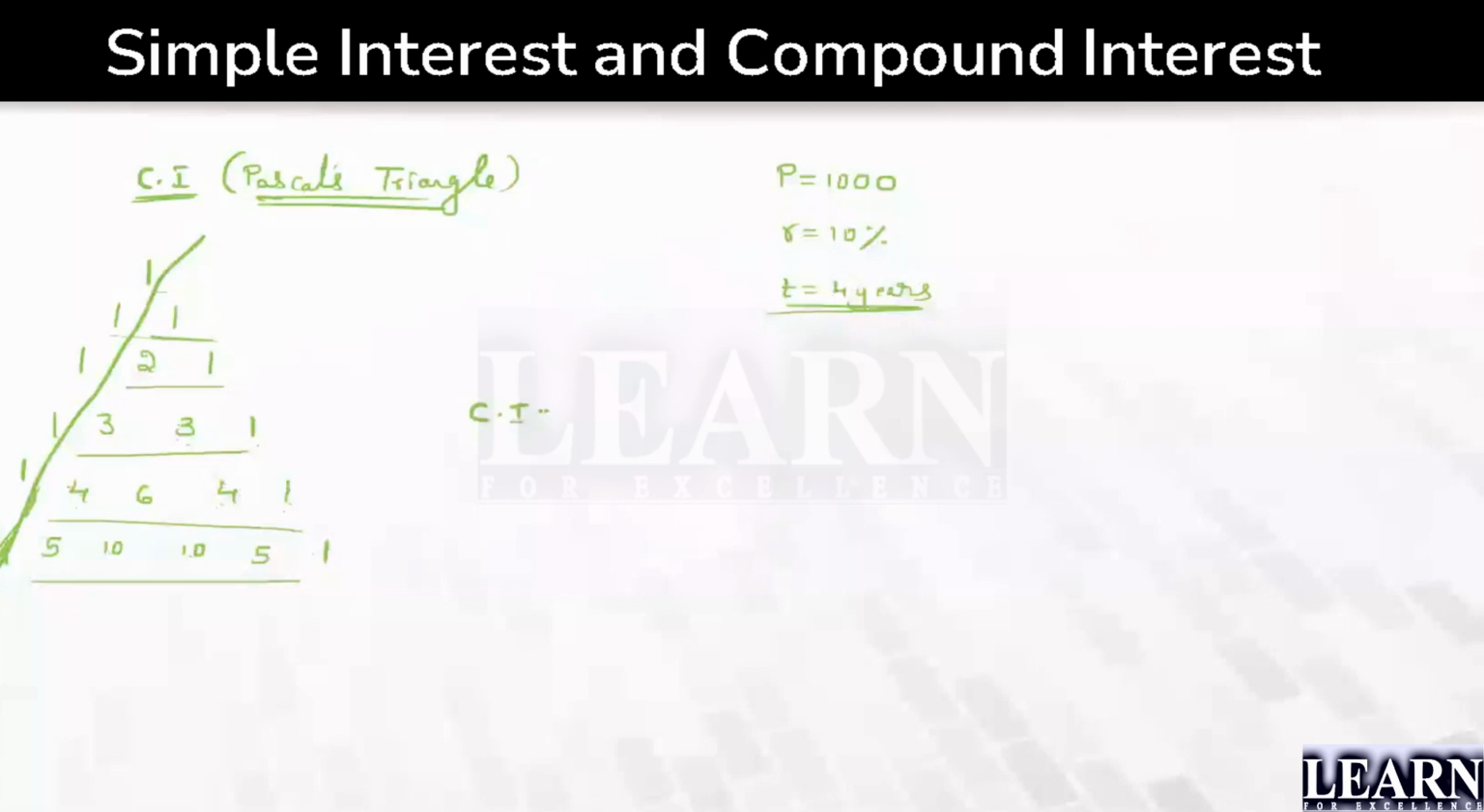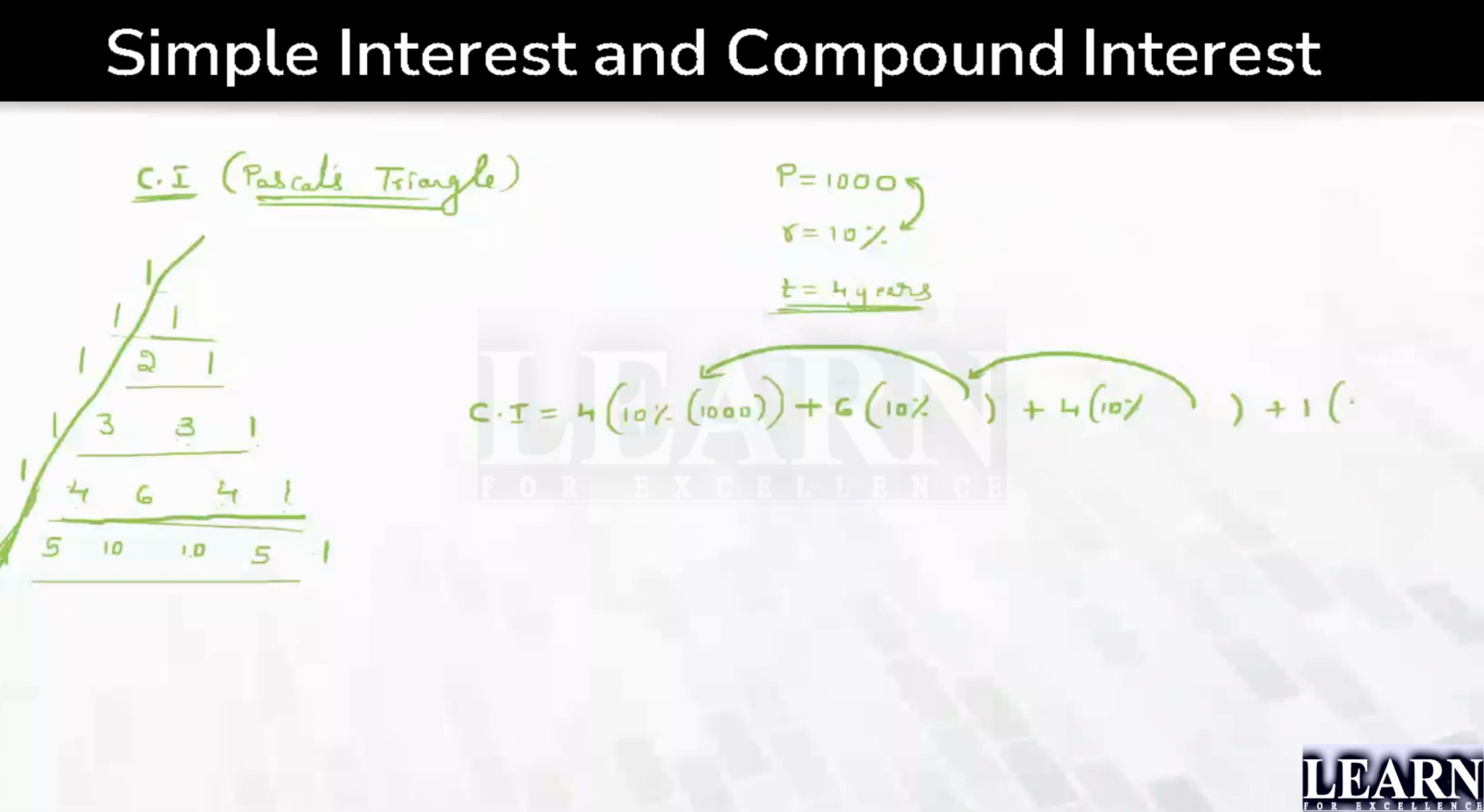How? If they're asking for the 4th year, look for the 4th year values. So what is it? 4. 4 into whatever the condition they have given. 10% of principal. 4 into 10% of 1000 here. Done. Plus, what is the next number here? 6 into 10% of whatever you have got in the previous case. Plus, next value is 4 into 10% of whatever the value you have got in the previous case. Plus 1 into 10% of whatever you have got in this case.